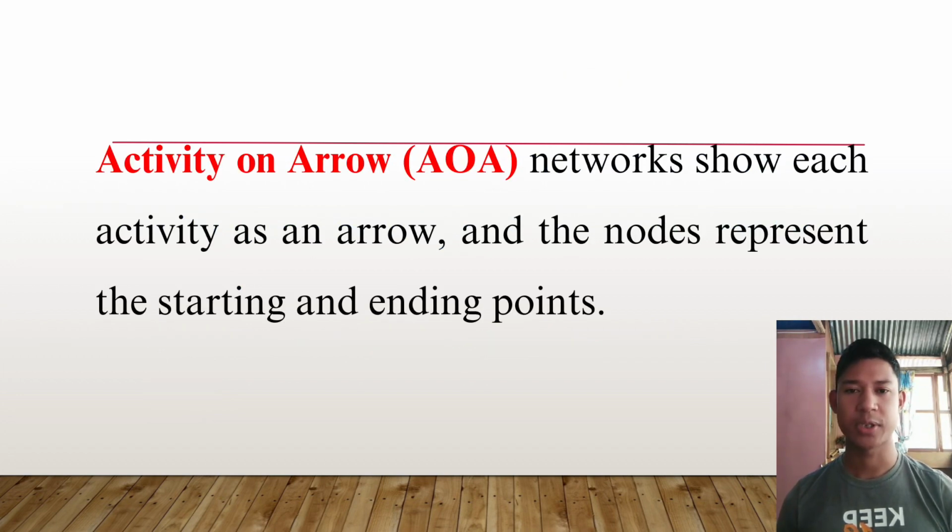Activity on arrow network shows each activity as an arrow, and the nodes represent the starting and ending points. In activity on arrow, we draw arrows to represent activities. Imagine each activity as a task you need to do. The starting and ending points of each task are shown as dots or circles. The arrow shows the flow of tasks from start to finish.